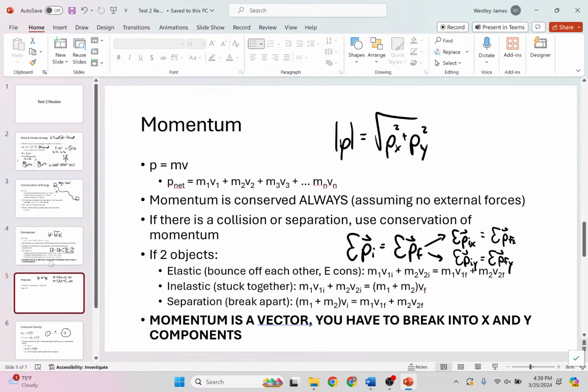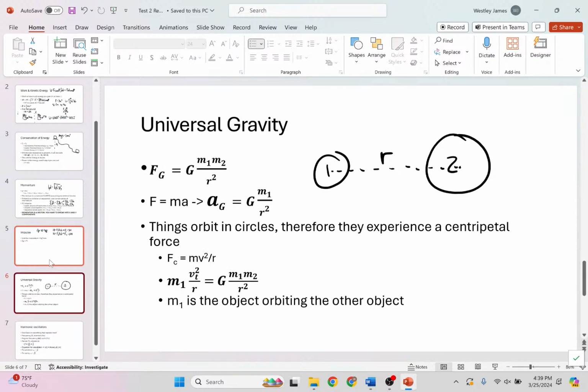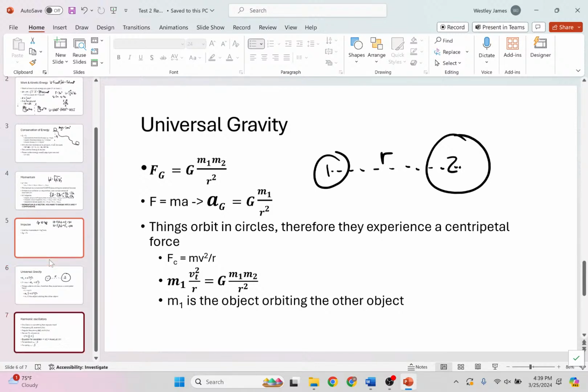All right. Cool. Impulse: change of momentum equals force times time. May or may not look at one today. Universal gravity: Fg equals G m1 m2 over r squared. If they're going in a circle, you can set that equal to mv squared over r. Remember that.